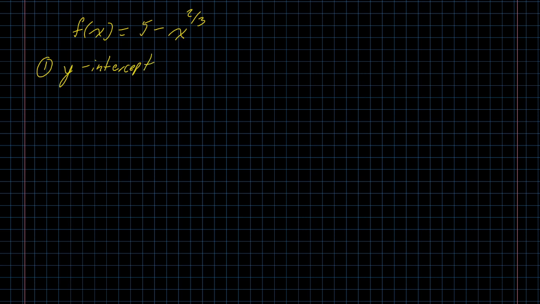The y-intercept remains the absolute simplest thing we can find. The y-intercept is the point f of 0. So (0, 5) is our y-intercept.